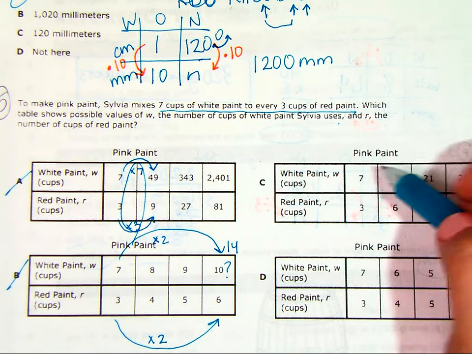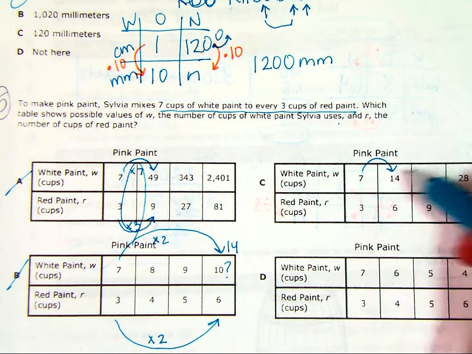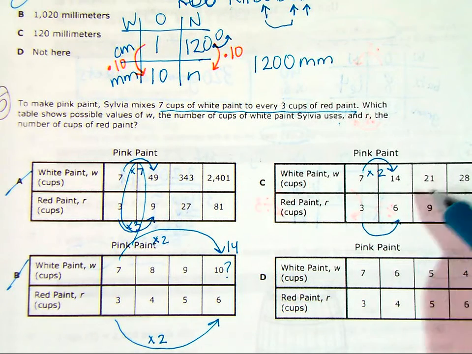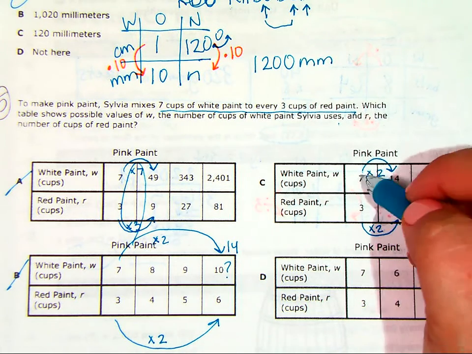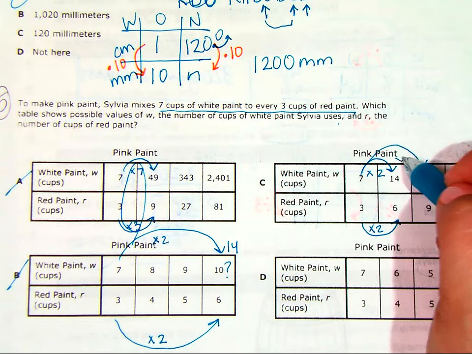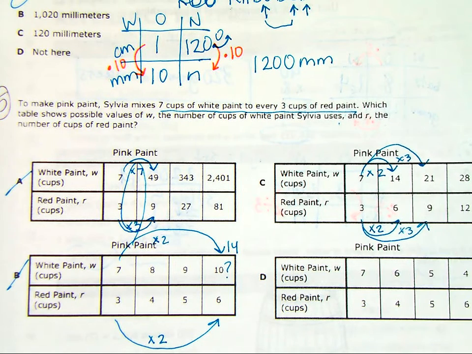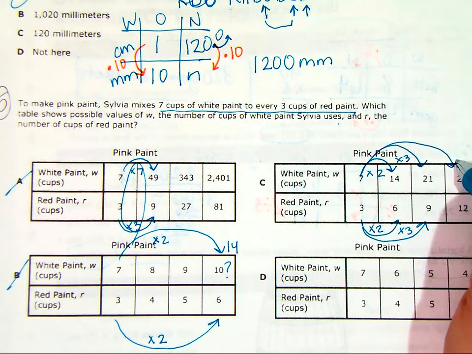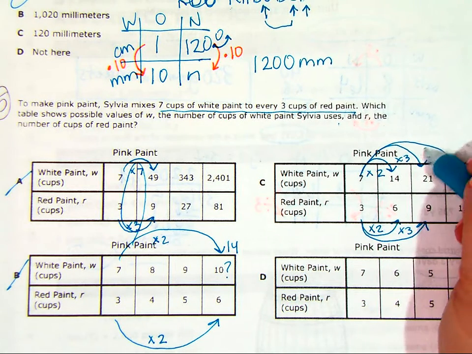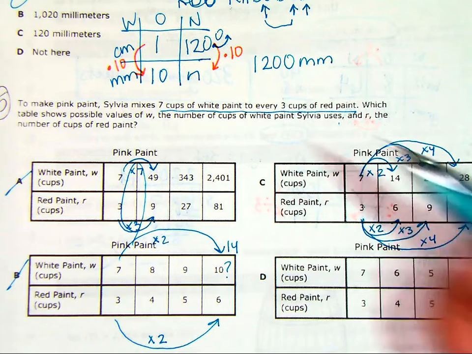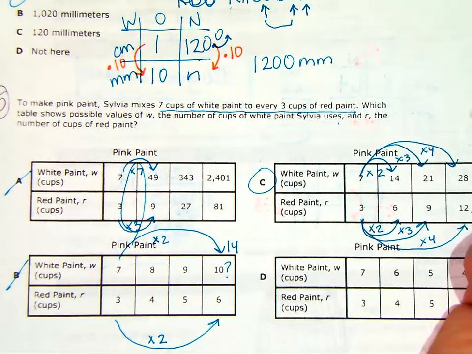On C, to get from 7 to 14, my scale factor would be 2. To get from 3 to 6, my scale factor is also 2. So far a good match. 7 to 21 would be times 3. 3 to 9 is also times 3. Looking good. Last one to check. 7 to 28 is a scale factor of 4. So as long as this works, 3 times 4 is 12. So C looks like the best choice. I'm going to go ahead and circle it, but I still need to check D.